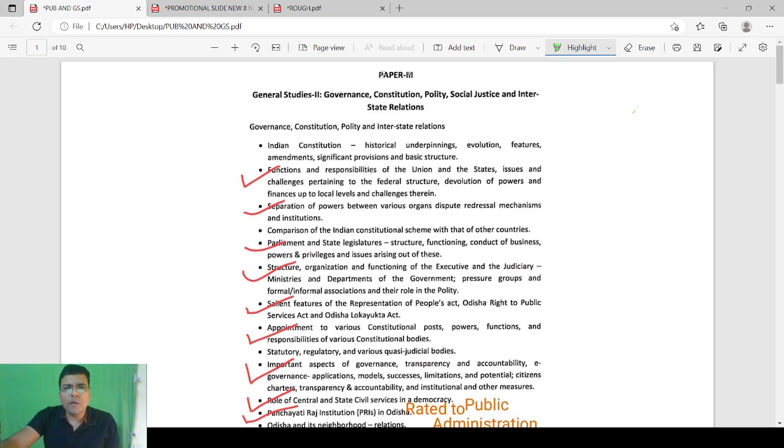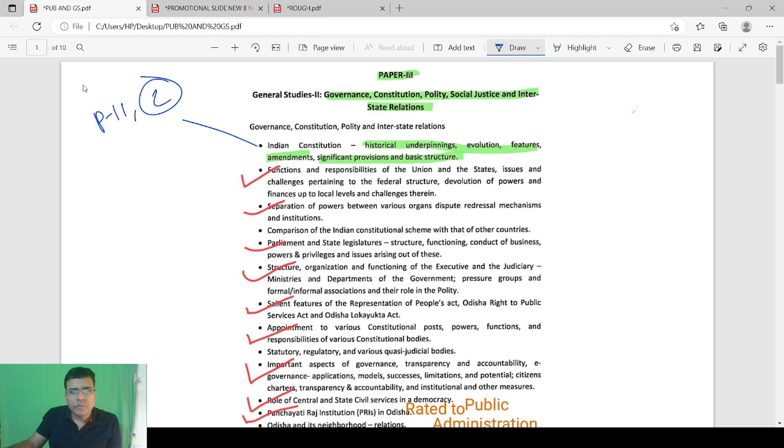This is GS paper 2: governance, constitution, polity, social justice, and interstate relations. It is not international relations, it is interstate relations. So what do we read in PA? We read significance, amendment, and salient features, and basic structure. We read this in paper 2, unit 2.